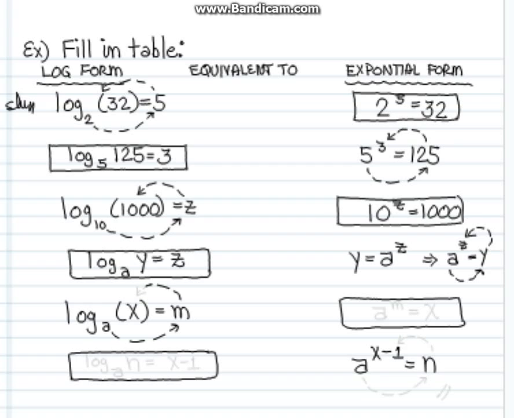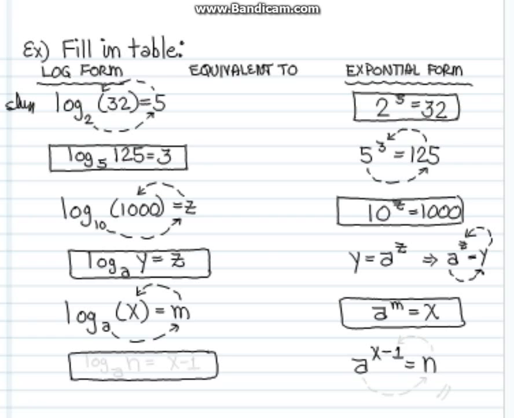Okay, let's go to the next row. Log base a of the number x equals m. Now we're going to write this in exponential form, so it's base a, dot, dot, dot, raised to the exponent m, dot, dot, dot, equals the number x. a to the m is equal to x.